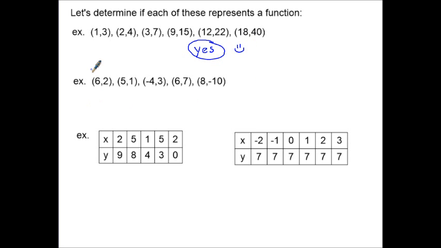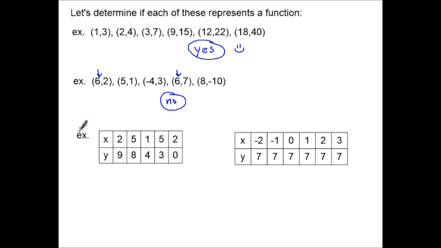Alright, now the second example, 6 is paired up with 2. And as I go down my list, I see 6 is paired up with 7. So hey, wait a minute, 6 went with 2, and then 6 went with 7. That's no good. We can't have that. That's bad. So this is a big fat no. Not a function because of the 6 being paired up with both 2 and 7.